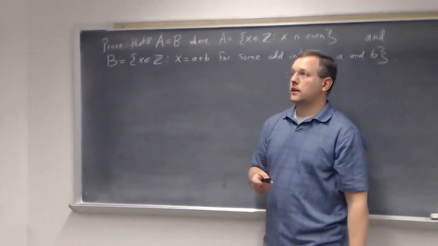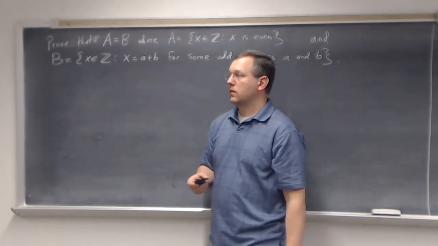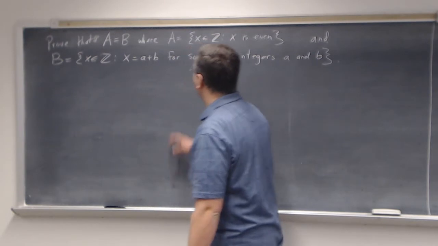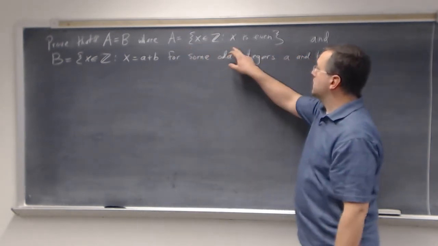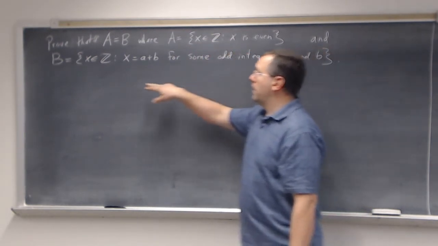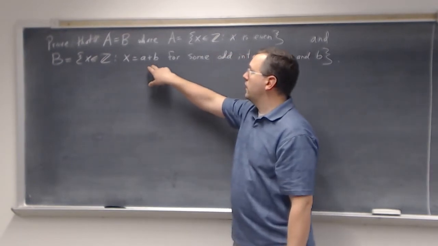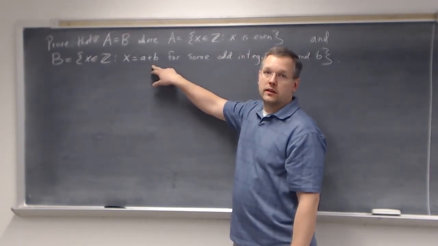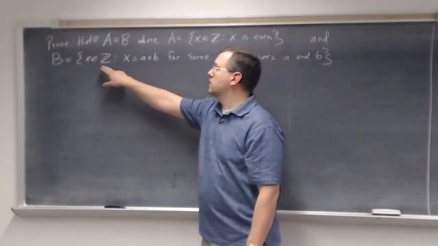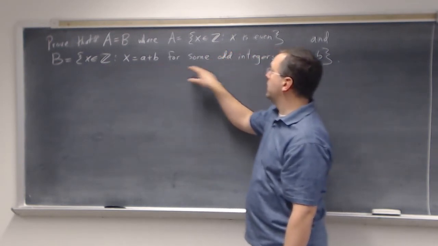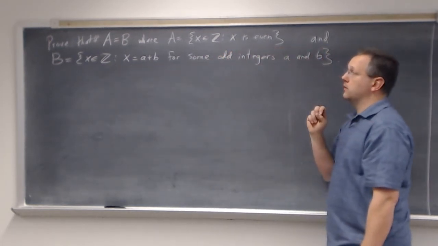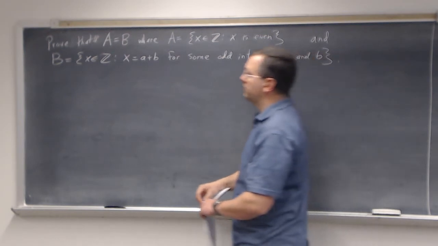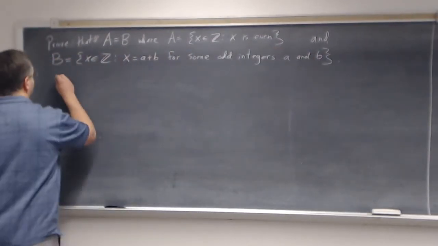So I define two sets A and B. I'm going to show that A equals B, where A is the set of even integers, and B is the set of integers that can be written as the sum of two odd integers. Okay, so B is the set of X such that X equals a plus b, for some odd integers a and b. Okay? So here's the proof.